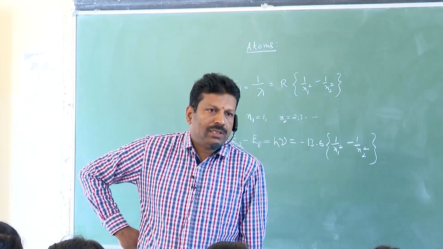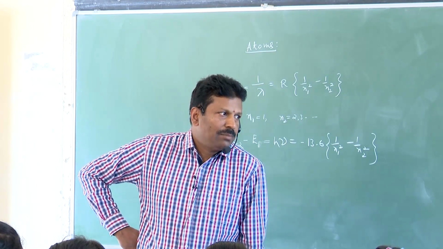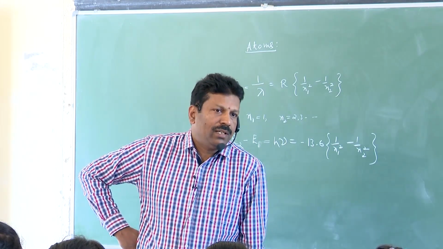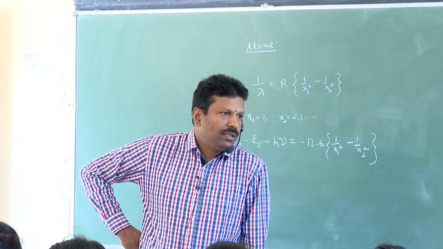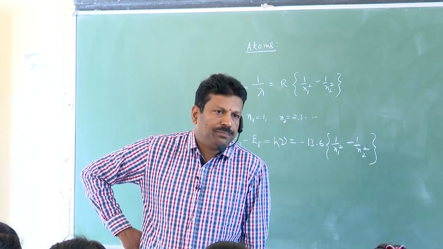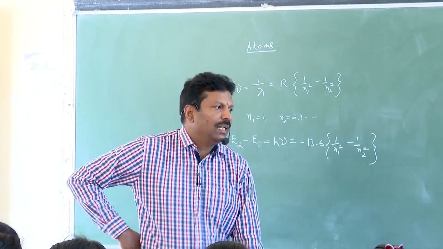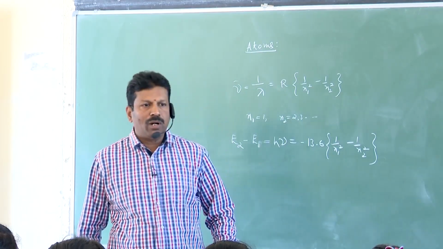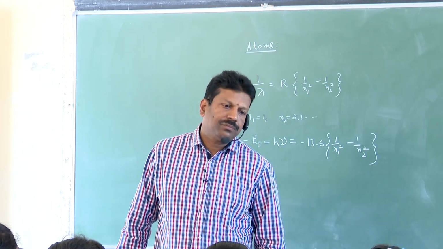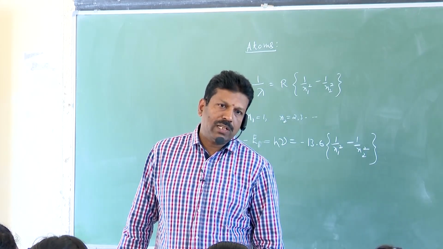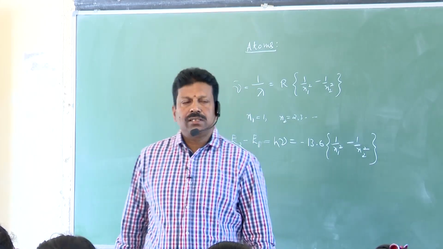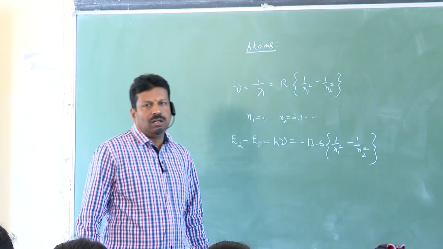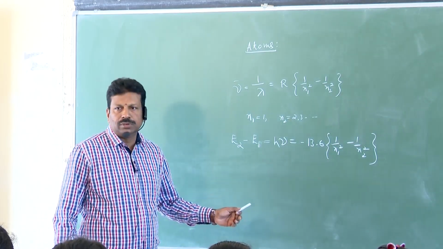There is an expression: m e to the power of 4, m z square e to the power of 4, divided by 8 epsilon naught square n square h squared. So that is the energy of an electron in the nth orbit. And what about radius? Epsilon naught n square h squared by pi m z e squared. So that is the radius of the orbit of the electron.